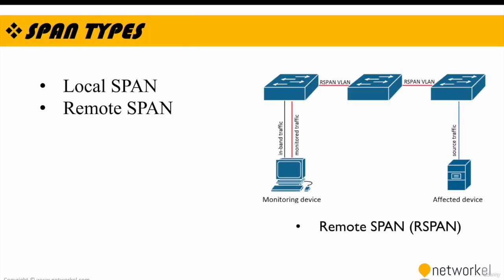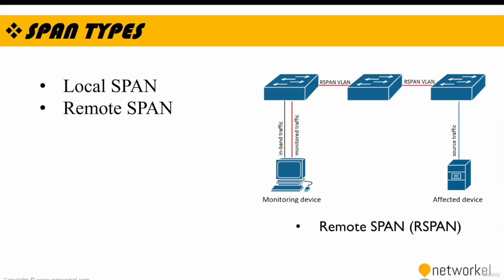There are two types of SPAN: local SPAN and remote SPAN. Local SPAN monitors the traffic on ports within the same switch. Okay, it copies the traffic from designated source ports to destination ports within the same switch.